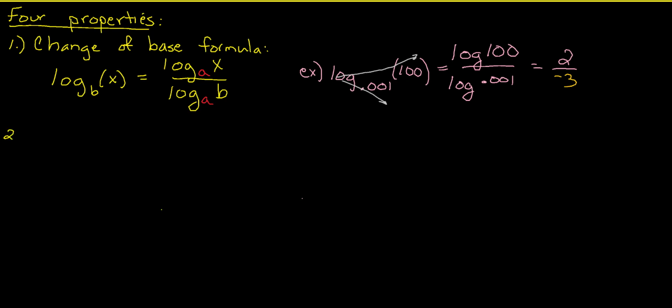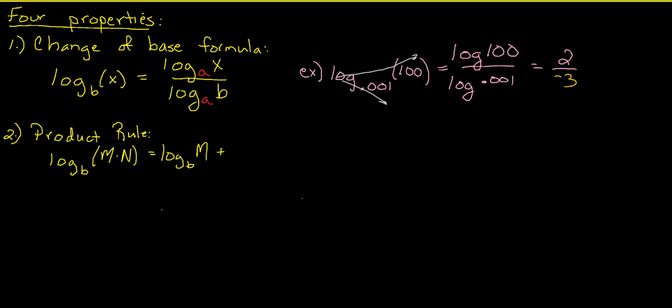The next important property, and we've got 4 in total, the next one we're going to look at is something called the product rule. And as the name implies, the product rule has to do with multiplication. So if you had log base b of m times n, you can split that product apart and say it's log base b of m plus log base b of n.